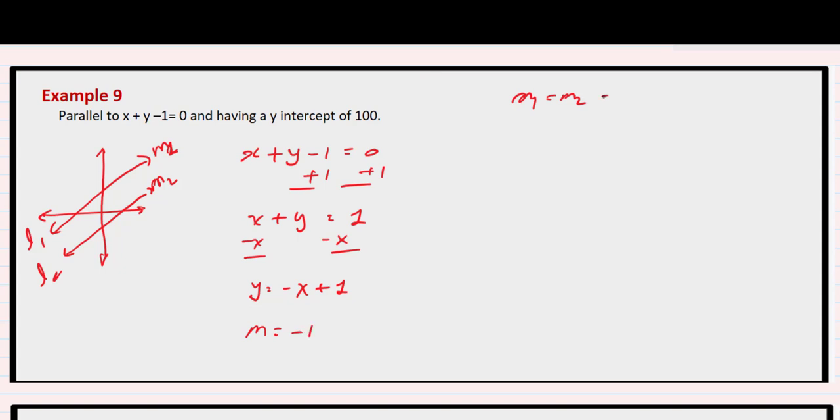Since both of them have the same slope because they are parallel to each other, I'm going to use this slope, but for the second line, the y-intercept is 100. Y-intercept means x is equal to 0, y-intercept is 100. So here's the x and here's y. And the slope is negative 1. Therefore, we can use y equals mx plus b form. So y is 100 equals m is negative 1 times 0 plus b. Therefore, b is equal to 100.